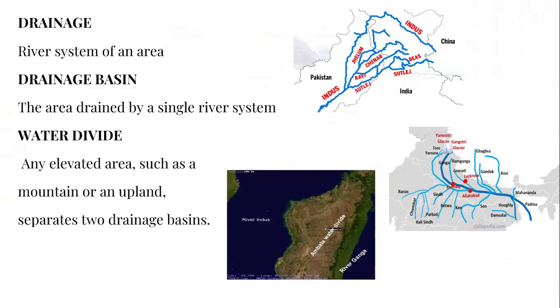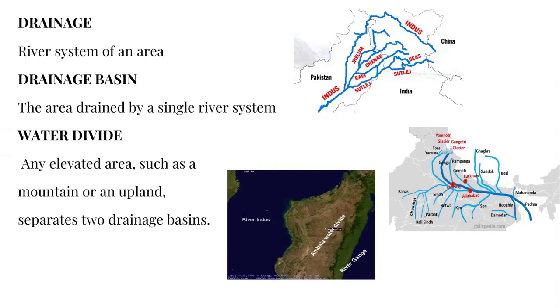Drainage is nothing but the river system of an area. A drainage basin is the area drained by a single river system. You can see the pictures for better understanding. You can see the tributaries of the Indus River: Jhelum, Chenab, Ravi, Sutlej, Beas. These are small rivers. They flow from different directions and join the main river, that is River Indus. So this entire river system is called a drainage basin.